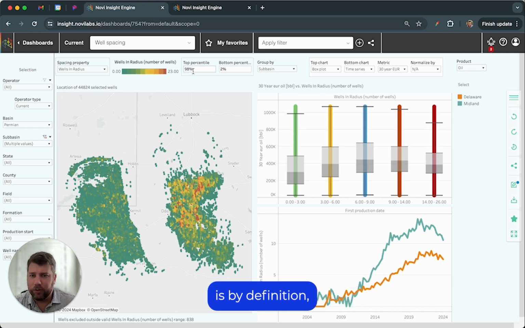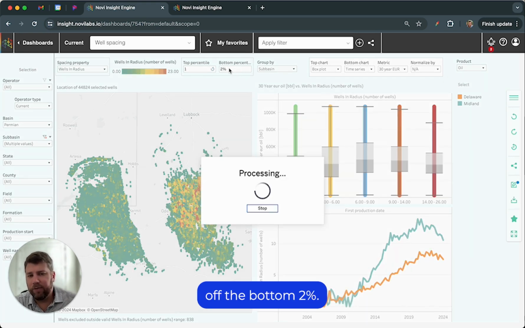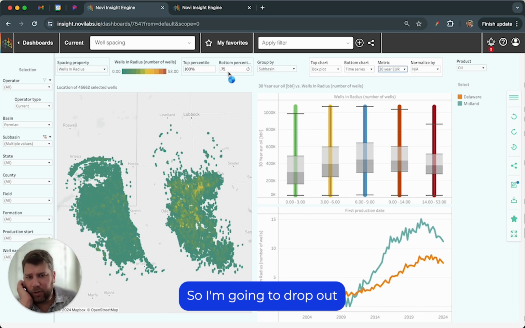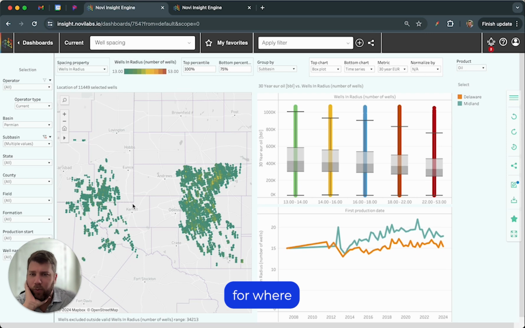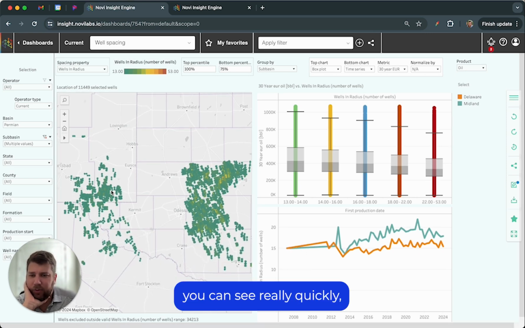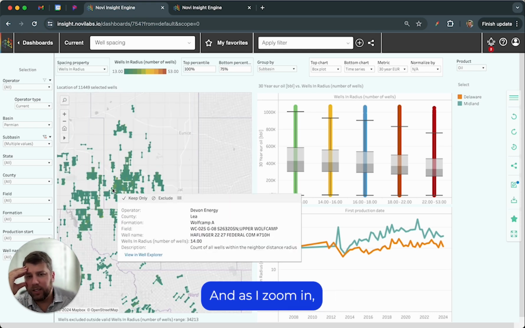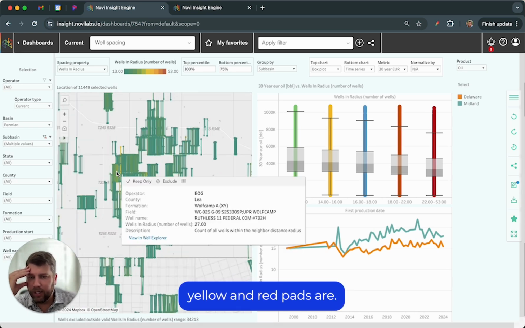The other thing that I can do is, by definition, we try and clean this up a little bit for you. So we subtract out the top 2% and we drop off the bottom 2%. In this case, I'm just going to look at where the big bets are, right? So I'm going to drop out the bottom 75% and just get a sense for where those really big pads are. And so you can see really quickly, it's a lot more sparse in the Delaware. And as I zoom in, I can start to get a picture for where some of these yellow and red pads are.